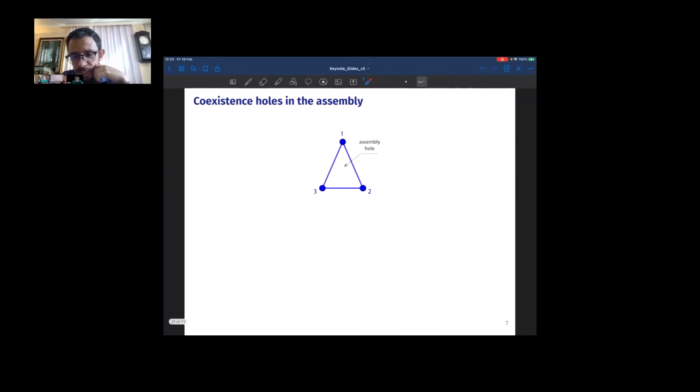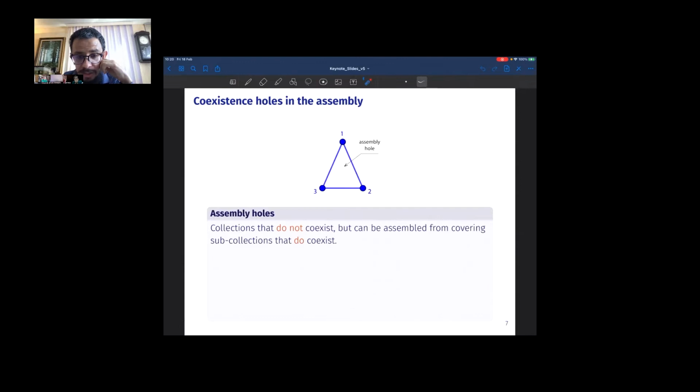So now let me go to the more interesting part, that is what is an assembly hole. The archetype that you should have in your head of an assembly hole is precisely a typical hole in the hypergraph. So in the previous example that I was discussing, this will be the assembly hole. And what it represents, if you reflect a little bit, is a collection of species that do not coexist. That is, if you put together 1, 2, and 3, that collection of species will not be able to coexist. However, that collection of species could be assembled from a set of subcollections that do coexist. In other words, you can assemble it from the boundary. And that will be the interpretation of an assembly hole.